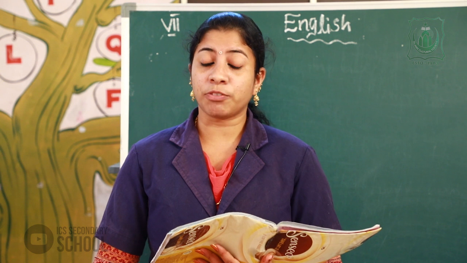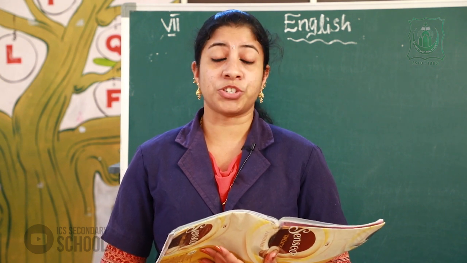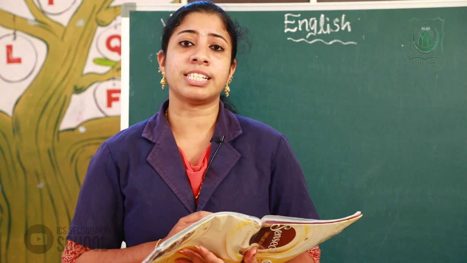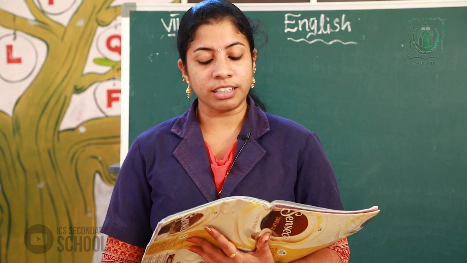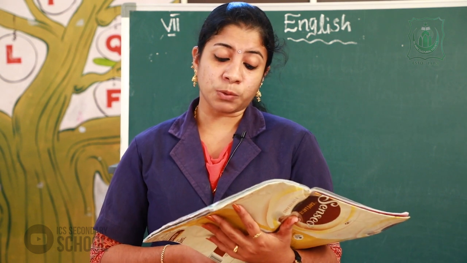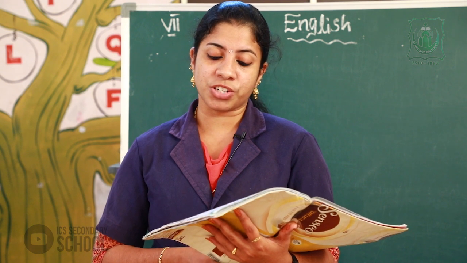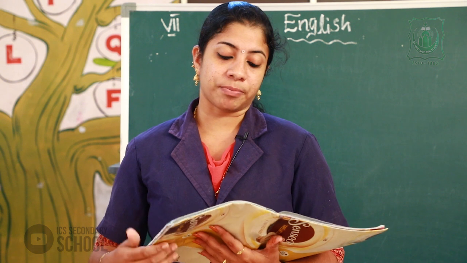The major events of the story A Snake in the Grass are given in jumbled order. Jumbled order means disorder. First of all, I will read them, and then you sequence the events in the flowchart given below. You should write the correct order in the space below.